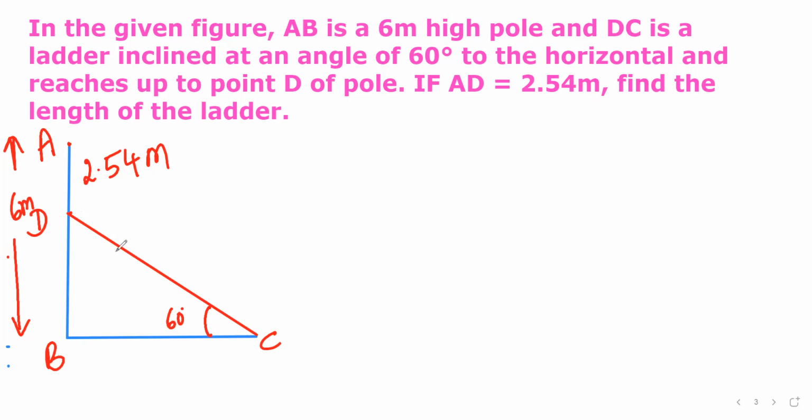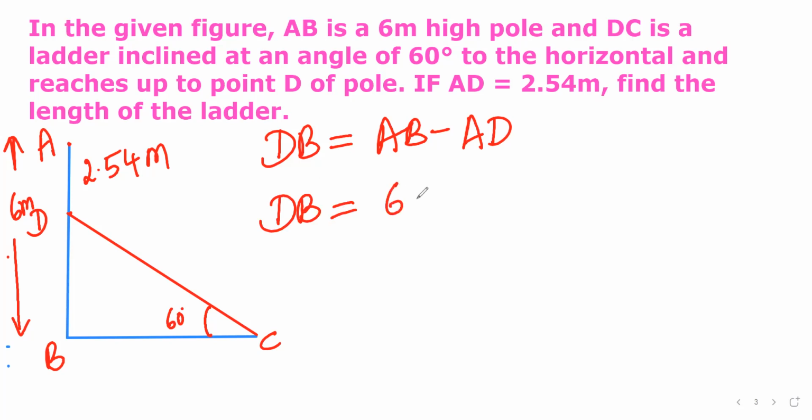Then what about DB? I can calculate DB equals AB minus AD. AB is the total height of the pole, minus AD. So DB equals 6 minus 2.54. That will give us 3.46 meters.